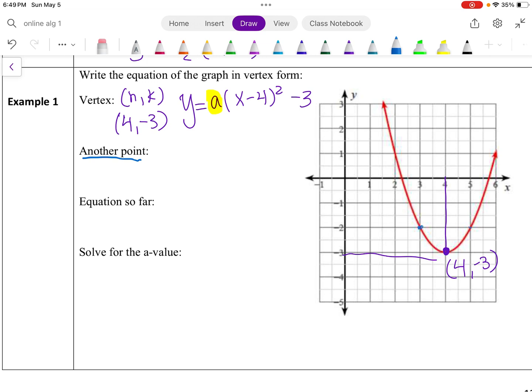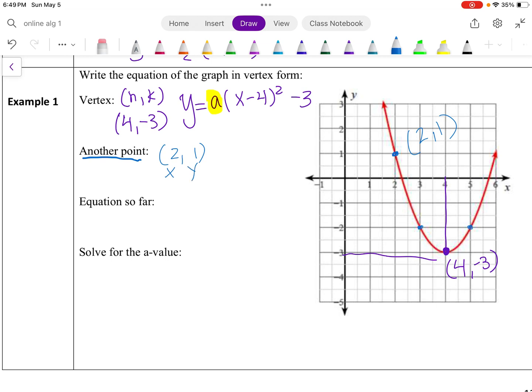So if I look for a nice point, let's see, here's a nice point, here's a nice point, here's a nice point. When we say nice point, we're saying integers, right? Integers are accurate, and they're the easiest to substitute. So I'm going to pick this point 2, 1. Again, I could pick any point on the parabola, but 2, 1 is the point I'm going to use.